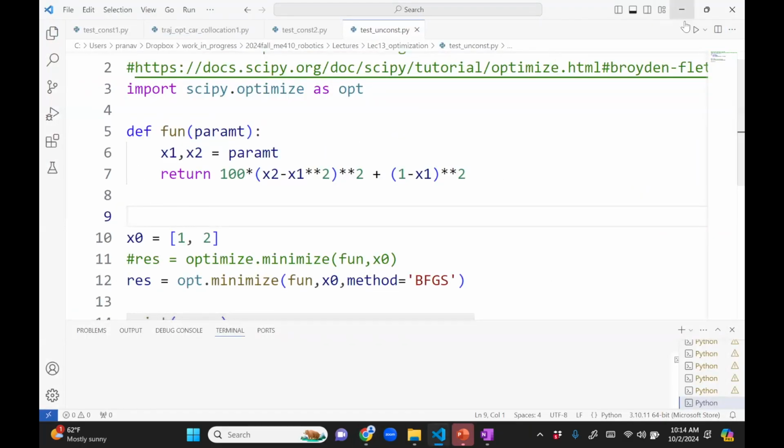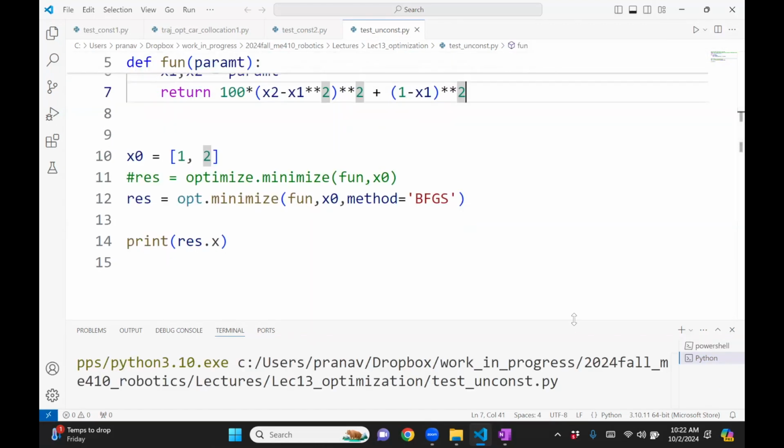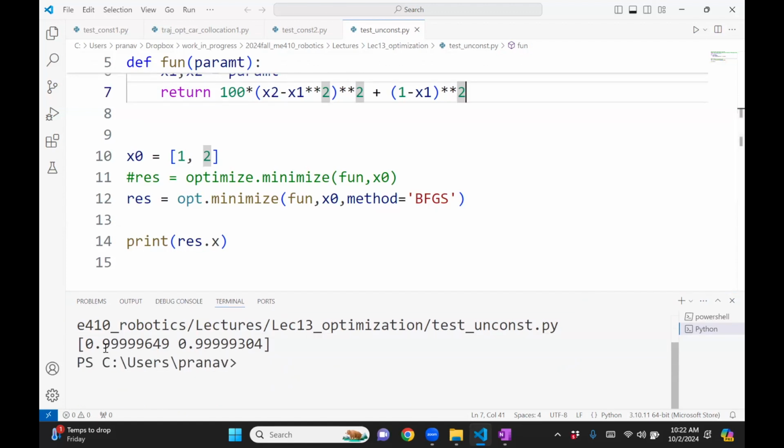Okay, so let's run this, and we know that the solution to this is 1, 1, and it's still computing it. Yeah, there it is. 0.99999999. That's because the tolerance was set to 1e negative 6, and so it gives you kind of there, but not really 1.